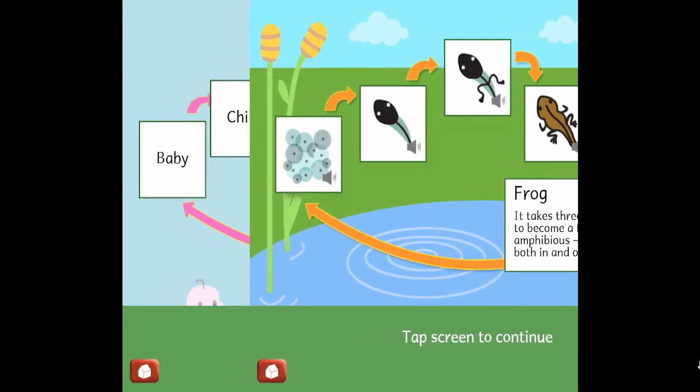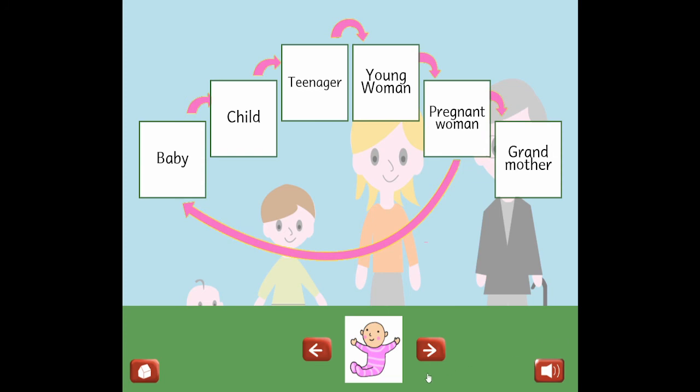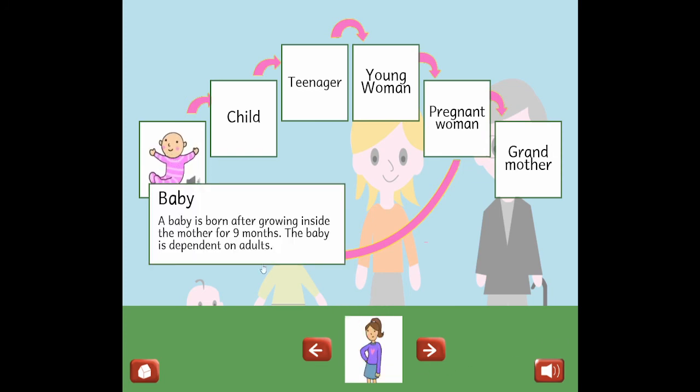Life stages of a human. Baby. A baby is born after growing inside the mother for 9 months. The baby is dependent on adults.